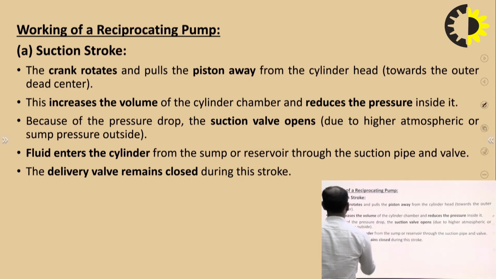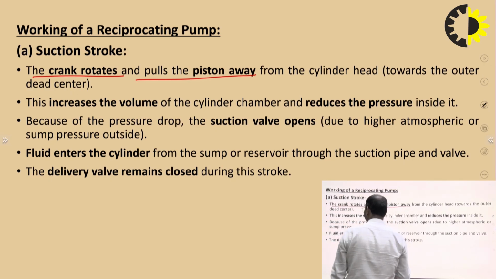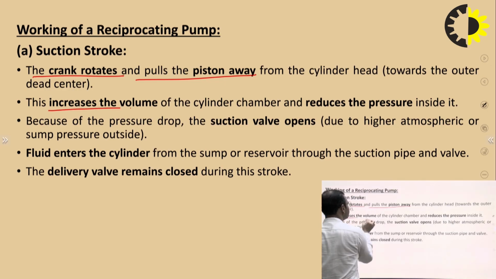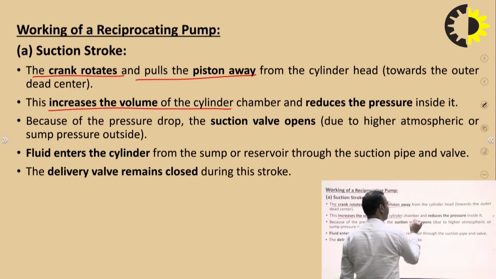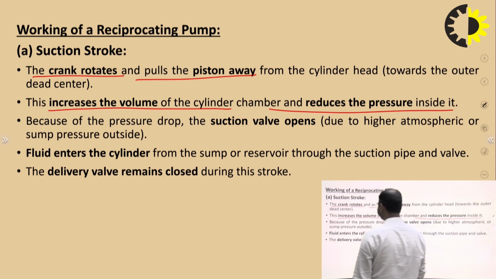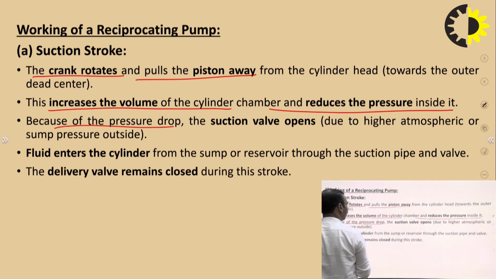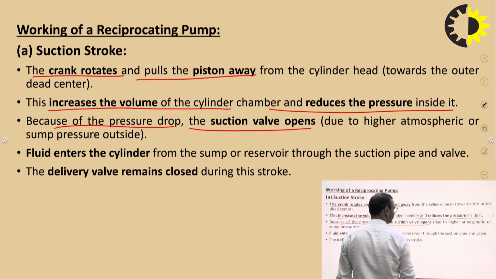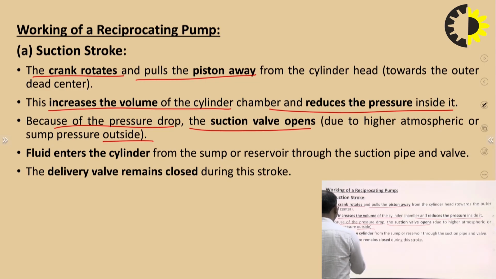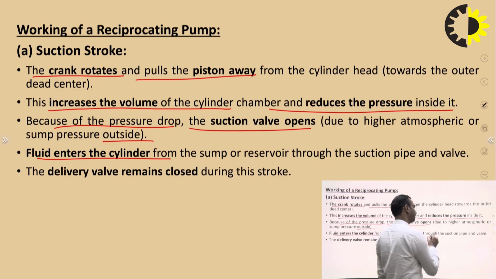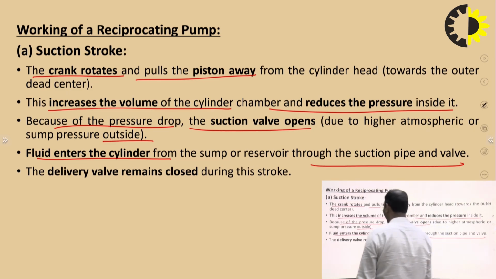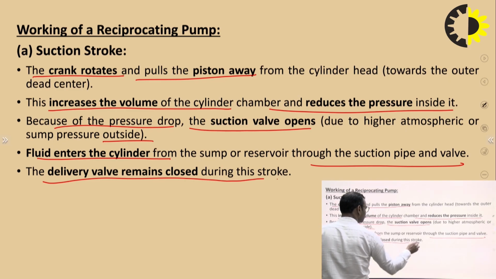In the suction stroke, the crank rotates and pulls the piston away from the cylinder head towards the outer dead center. Due to this, the volume of the cylinder chamber increases and the pressure inside it reduces. Because of the pressure drop, the suction valve opens due to the higher atmospheric pressure outside, and fluid enters the cylinder from the sump or reservoir through the suction pipe and valve, and the delivery valve remains closed during this stroke.